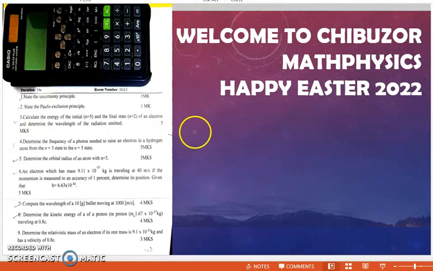So what is the uncertainty principle? That is question one. We are to state the uncertainty principle. The uncertainty principle states that we cannot know both the energy and the position of an electron. That is exactly what the uncertainty principle states. So let's have that down.